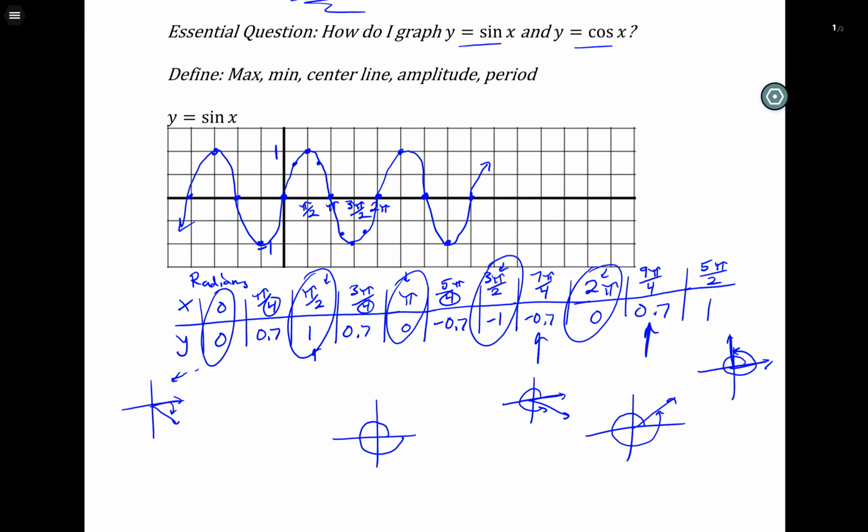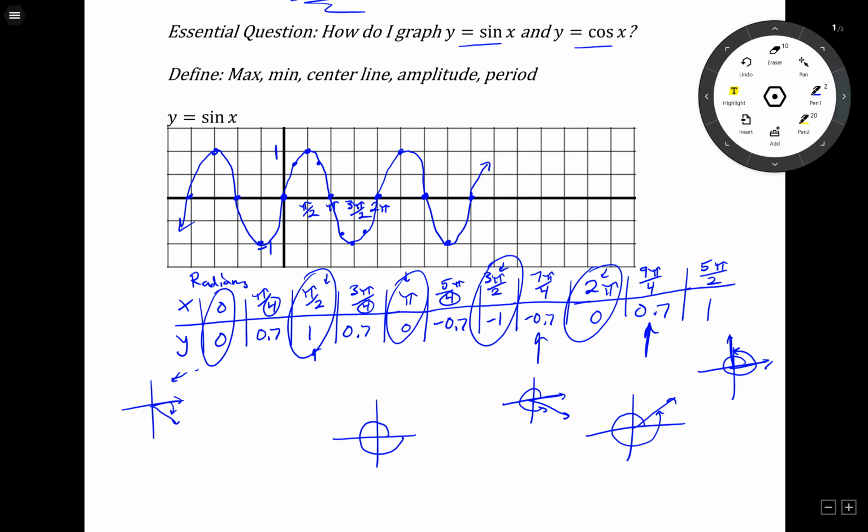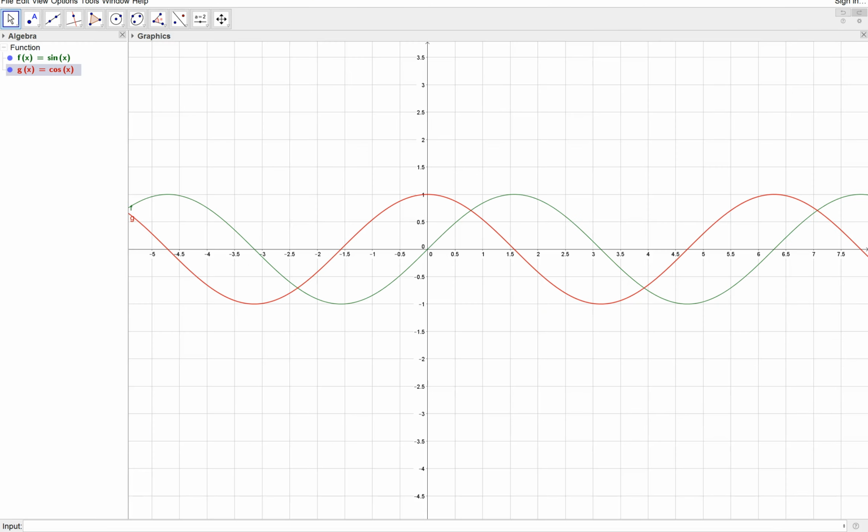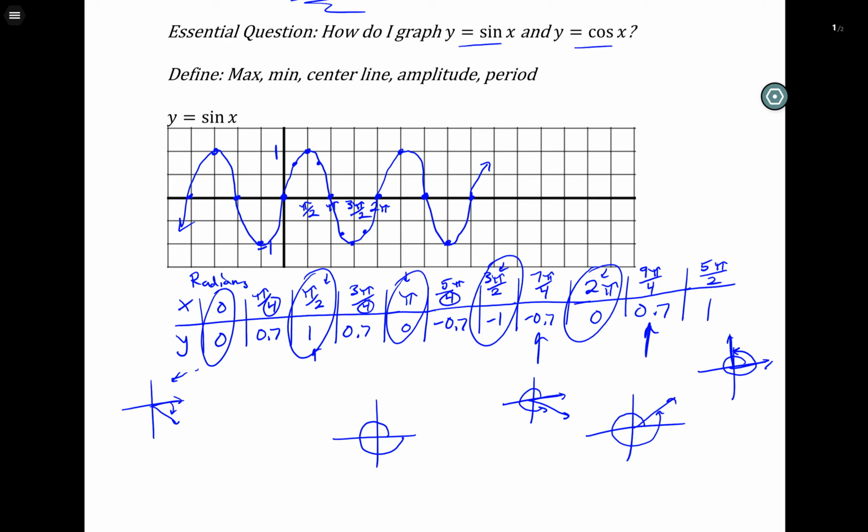Now, I need to define a couple words for you. We'll look at just the sine graph to define these words because the cosine graph, since remember it looks very similar to the sine graph, is going to basically have the same words. First of all, the maximum. We're hitting a maximum here, here, and here. That maximum is always 1, right? The minimum. We're hitting a minimum here and here and here. That minimum is -1 in this case.